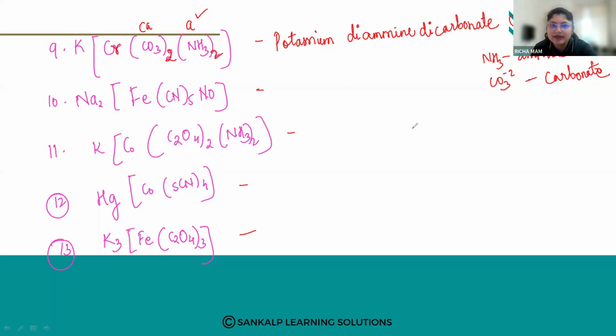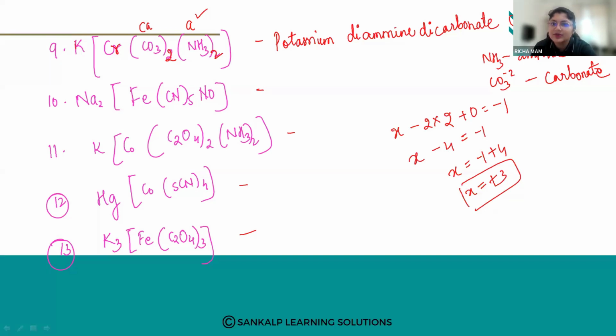So let us see the charge. x, then CO3 minus 2, and there are 2. So minus 2 into 2 plus 0 equals minus 1. If we remove this potassium, it will be minus 1. So x minus 4 equals minus 1. x equals minus 1 plus 4, equal to plus 3. So the charge of chromate is plus 3. The name of the compound is potassium diamine dicarbonate chromate 3.